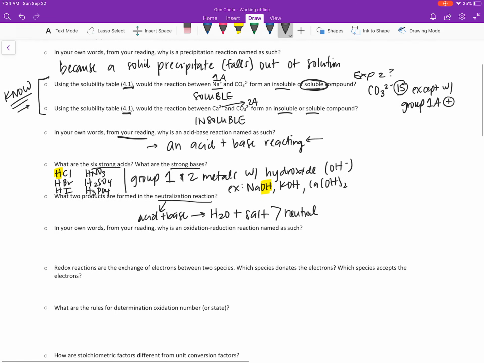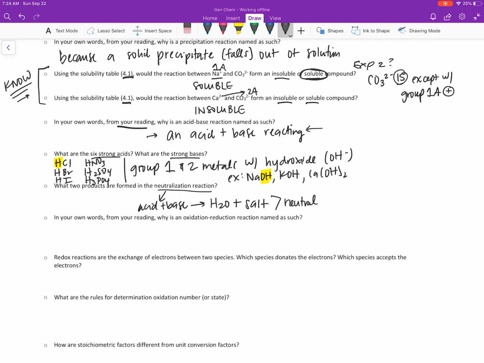Okay, so in your own words from your reading, why is an oxidation reduction reaction named as such? Another term for oxidation reduction is redox. So it's kind of like the Brangelina type thing where you take one name and the other name and blend it into a new name.